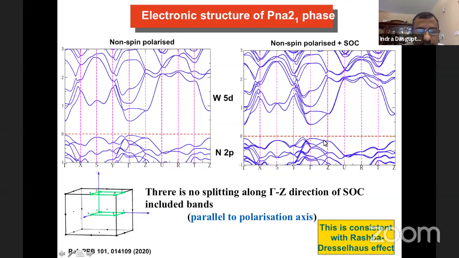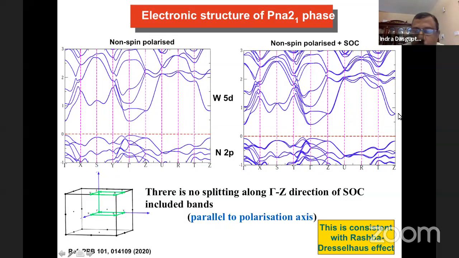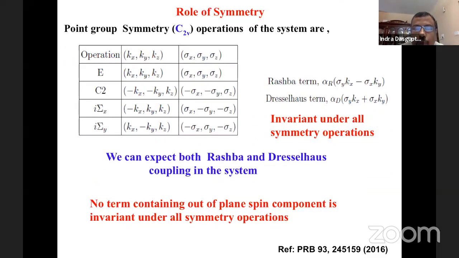But along this Z point, and you can see this gamma point is of course the center of the Brillouin zone, and the Z point is out here, there's a huge splitting around this Z point. This can be either due to the Rashba effect, or due to the Dresselhaus effect, or due to a combination of the two, and this is something you'd like to figure out. Since there is no splitting along the gamma-Z direction, this is consistent with Rashba-Dresselhaus effect. So what we have to do is look at the point group symmetry, write down our Rashba Hamiltonian, write down our Dresselhaus Hamiltonian, and figure out whether the Rashba term is allowed or the Dresselhaus term is allowed.